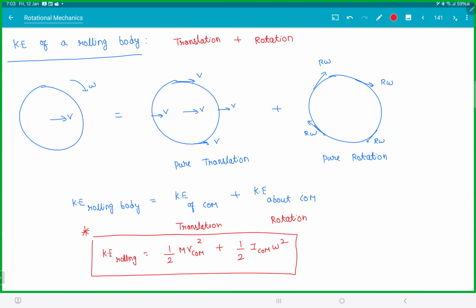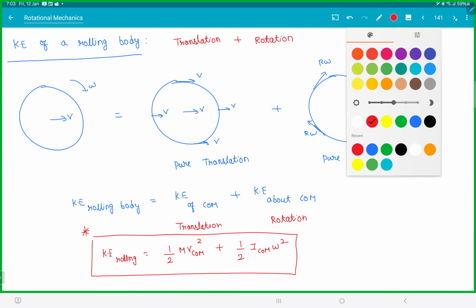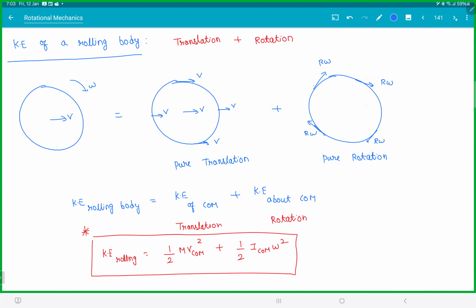But there's a problem. You can't randomly apply this for any type of system. You have to be clear that the system contains a translation plus rotation. So let me show you a more generalized one. That's why we specifically wrote a rolling body करके.